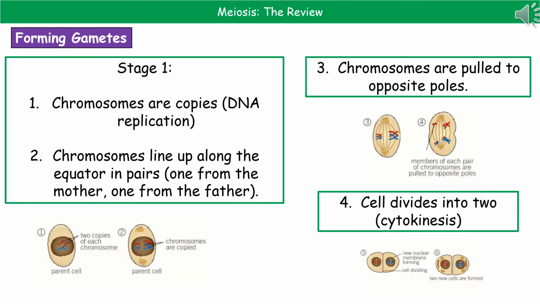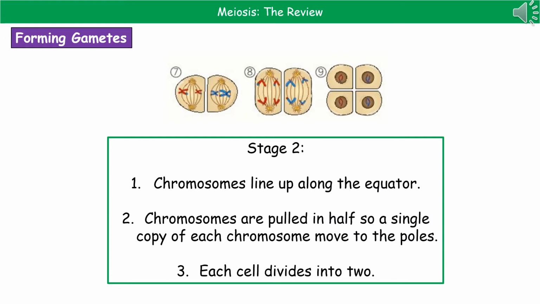The first thing that has to happen in meiosis is the chromosomes are copied through DNA replication. Once that's occurred, the chromosomes line up along the equator in pairs, and then the chromosomes are pulled to the opposite poles, and then the cell divides by cytokinesis. Now hopefully that's all very familiar because it's just mitosis, which we've already learned. However, the key thing to remember here is that there is a second stage.